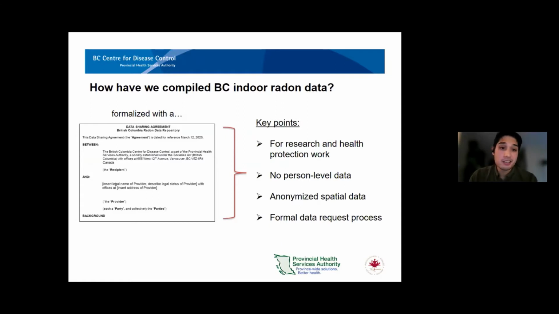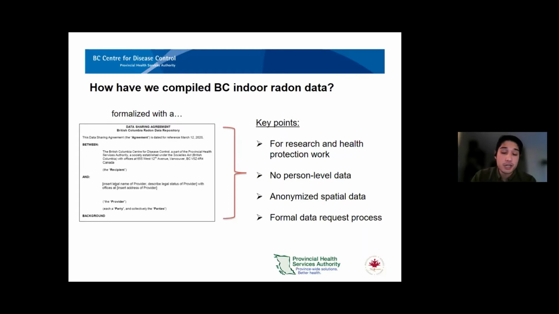Participation is voluntary and formalized with a data sharing agreement. The agreement frames us as repository data stewards. And what this means is that data providers continue to own their data, and we would only use the compiled data as outlined in the agreement, which in broad strokes would be for research and health protection work.